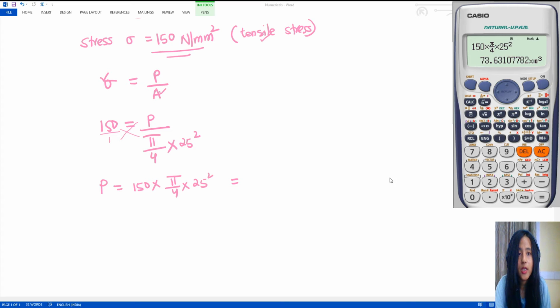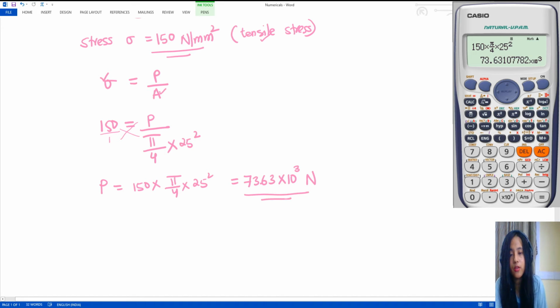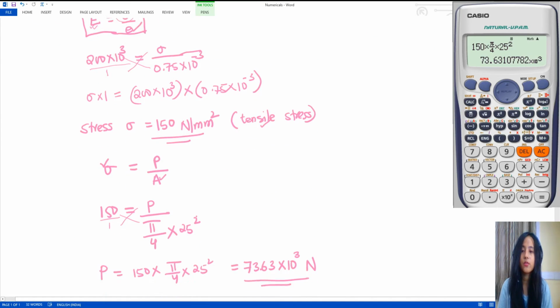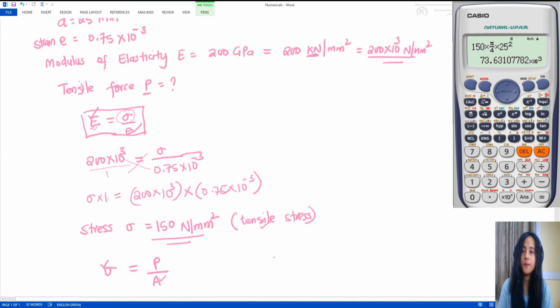So I'm getting 73.63 into 10 raised to power 3, and its unit will be Newton. The force will be in Newton. So we have found the tensile force. I hope this numerical is also clear.